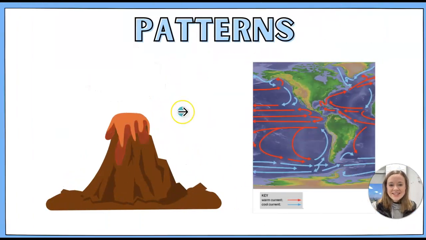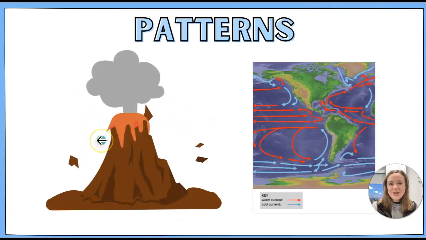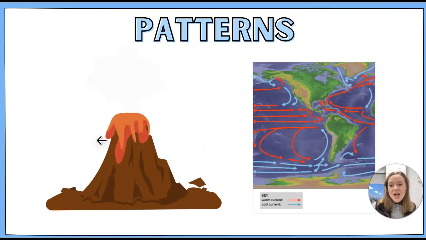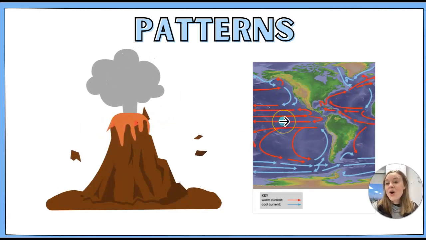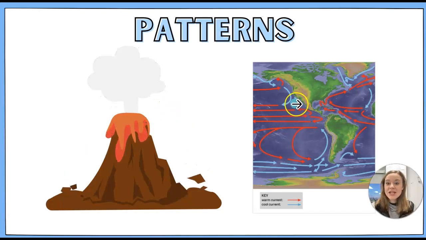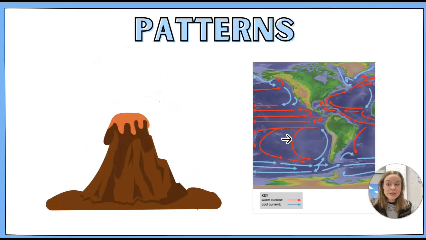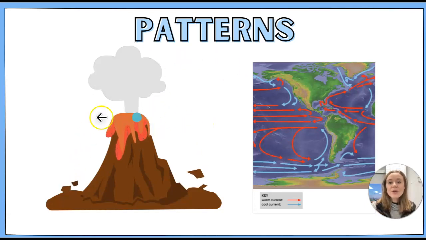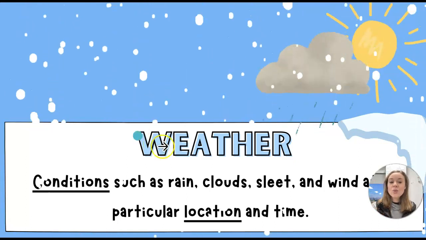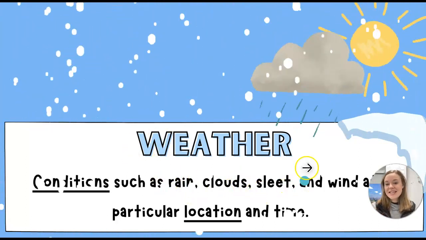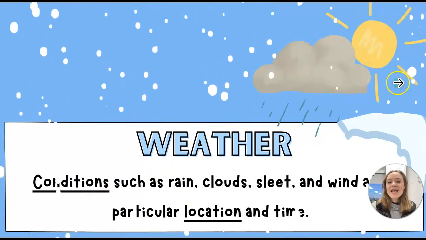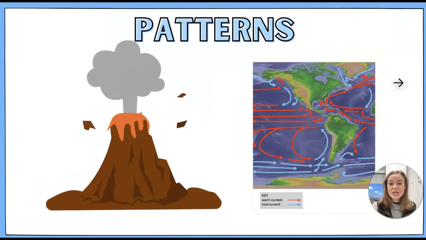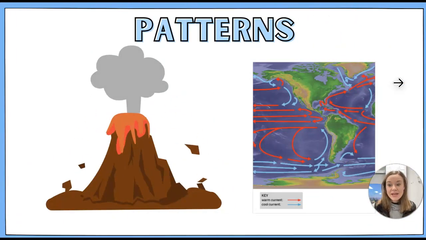We know that patterns can happen in lots of different ways. So we have patterns of volcanoes, which we saw along our plate boundaries. We could look at patterns of wind, prevailing winds, which led to patterns of ocean currents, warm and cool ocean currents. So in this unit, we are really going to study weather, so rain, clouds, sleet, conditions that happen in patterns at particular times.